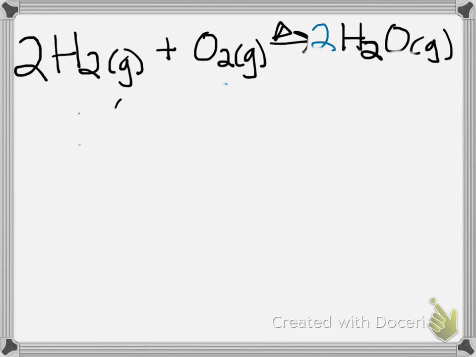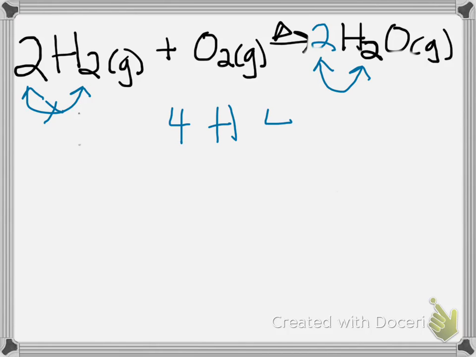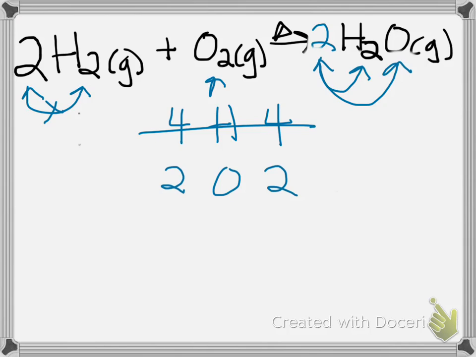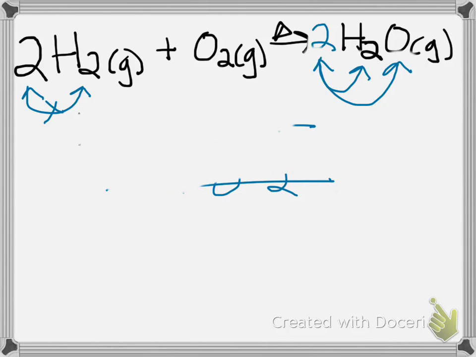let's rebalance, or check our balancing again. Now for hydrogen, I have 2 times 2, which is 4. And on this side, I have 2 times 2, which is 4. For oxygen, I still have 2 on the left side, and I have 2 times 1, which is understood, on the right-hand side, so 2. So now I've got all of my atoms balanced. I've got a completely balanced chemical equation.